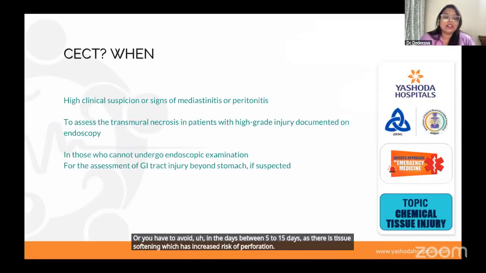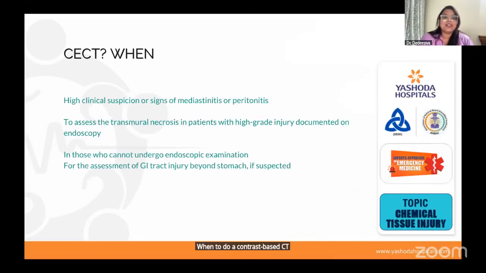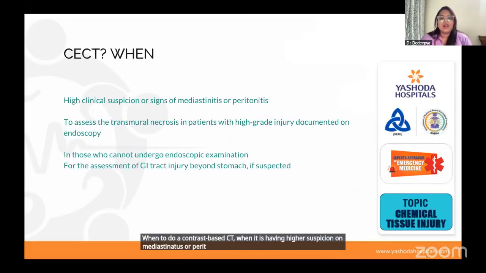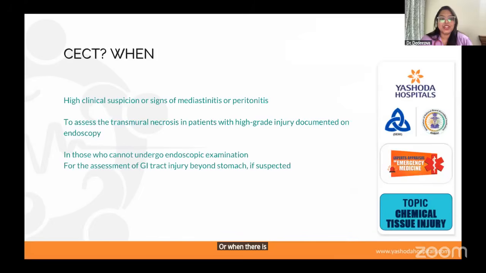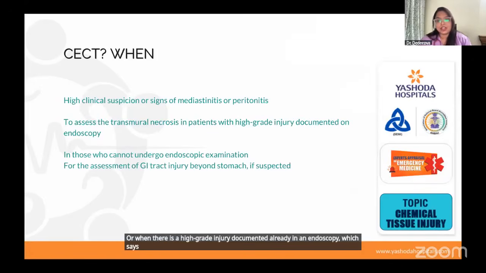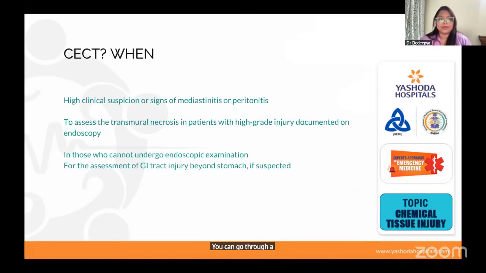When to do a contrast-based CT? When there is higher suspicion of mediastinitis or peritonitis, or when there is a high-grade injury documented already in an endoscopy, which says there is transmural necrosis in the patient. And also in the patient sometimes who cannot undergo an endoscopic examination. So for the assessment of GI tract injury beyond the stomach, you can go through a CECT abdomen.